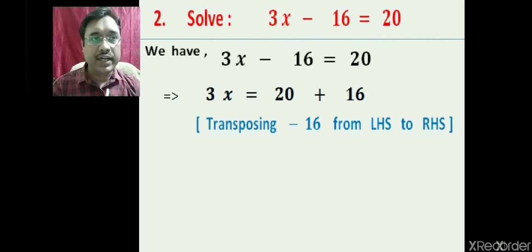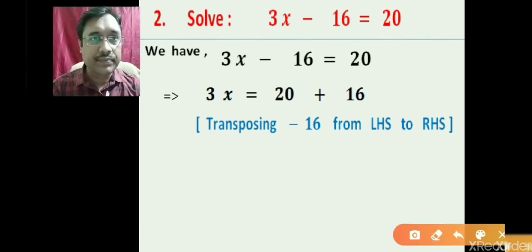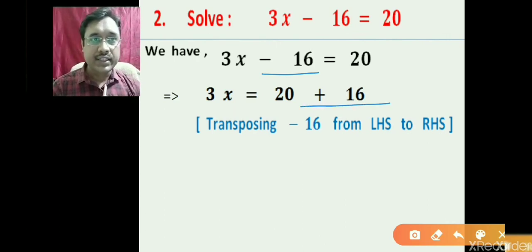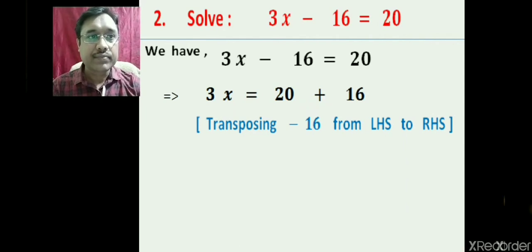If on the left side it is written minus 16 here, then on the other side you will change its sign. You will make it just opposite. That means the opposite of minus is plus here. So you will write plus 16. Then that means 3x equals 20 plus 16, which is 36.